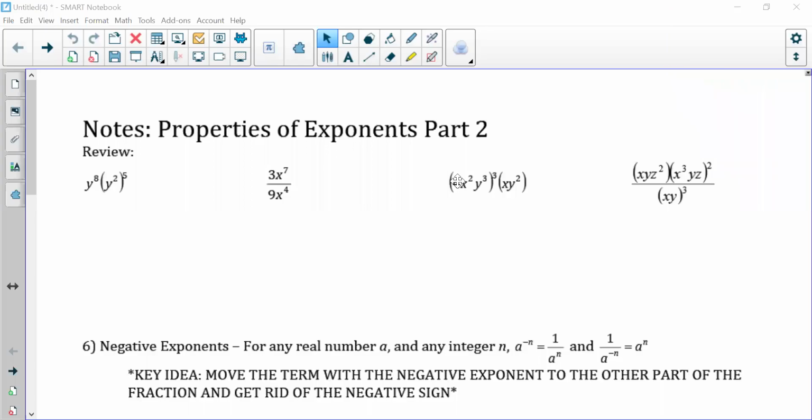All right, so today we're looking at properties of exponents part 2. So looking over this, we're going to do a quick review. All right, so let's look at this first example.